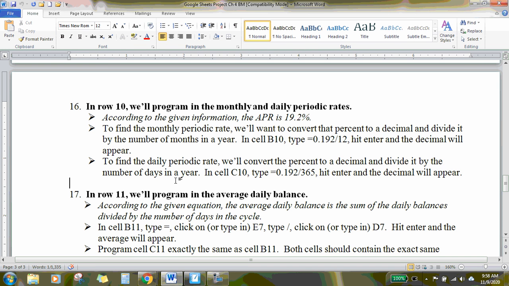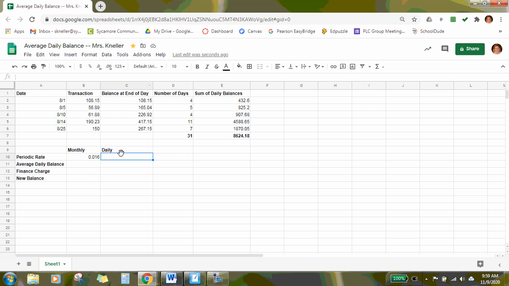All right, now we can also do that for the daily as well. So in the cell to the right of that, we'll type in 0.192 divided by 365. So we're going to go to column C. It's the cell right next to the one that we just were typing in for periodic rate. And we're going to click on the cell C10 and then hit equals.